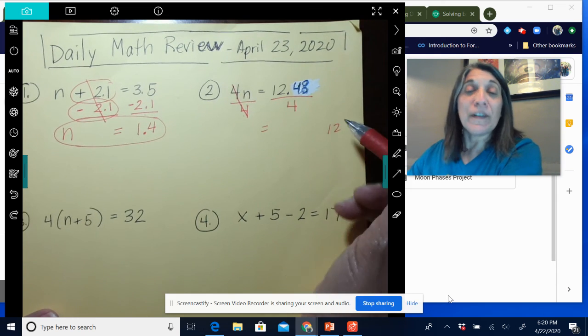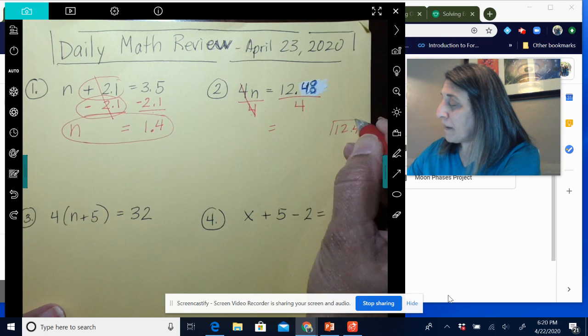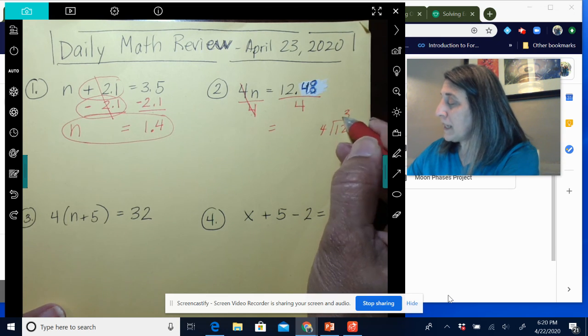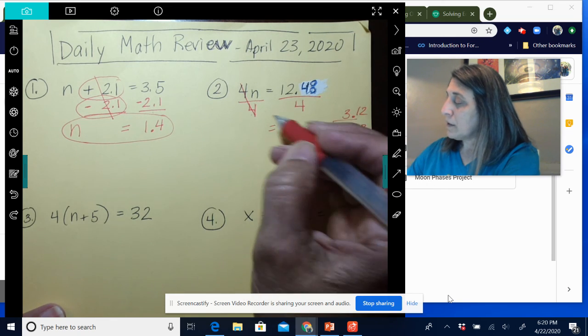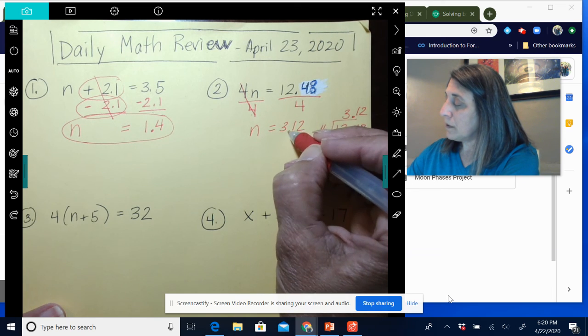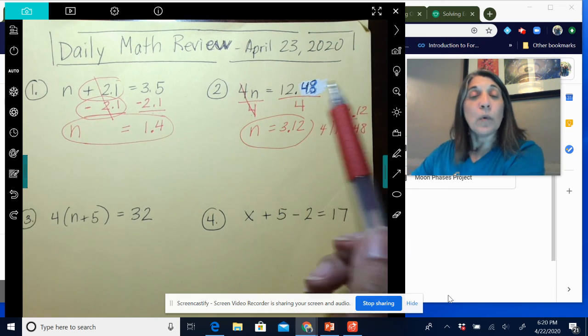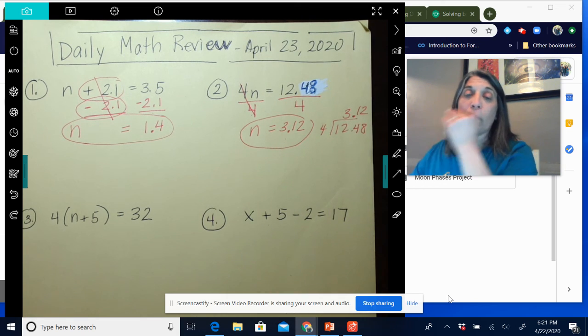Okay, so I think we were dividing here. We were taking 12.48 and dividing it by 4. 4 goes into 12 3 times. Bring my decimal up. 4 goes into 48 12 times. So then n is equal to 3.12. Which if you wanted to plug in 3.12 times 4 and multiply it, you'd get 12.48.